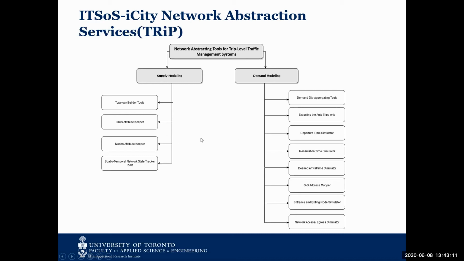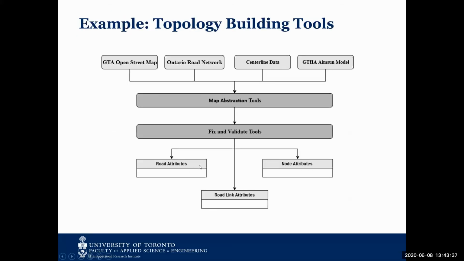The idea is that we need to abstract the network. Abstracting the network is how we will see every link as an entity, every node as an entity, and every traffic item, like a traffic signal or sign, also as an entity, to maintain all attributes from different data sources or map sources. So in the next slide, I will have this example for topology building.